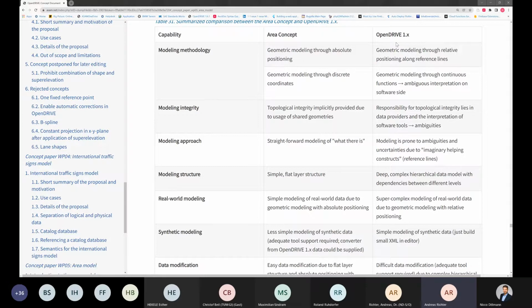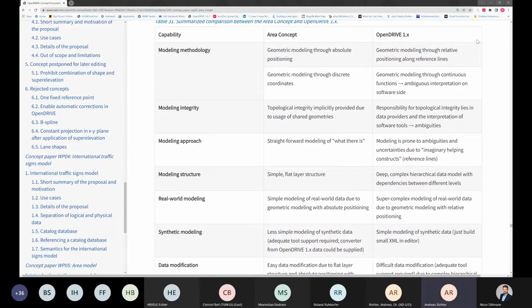As I hopefully already mentioned, the methodology is slightly different. The area concept focuses on modeling using absolute positions and simplified elements in a simple flat structure. Whereas OpenDRIVE starts with relative coordinates and uses a mathematically driven approach that definitely has the advantage of very smooth curvature, but on the other side can also lead to ambiguities, for example, if you have very sharp corners and wide lanes. I think everybody who has already worked with OpenDRIVE knows these issues. Again, you can read through this table afterwards.